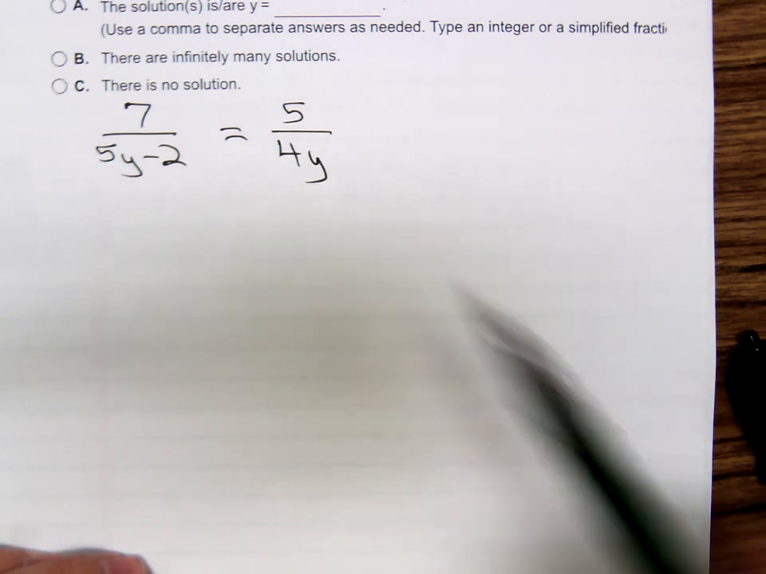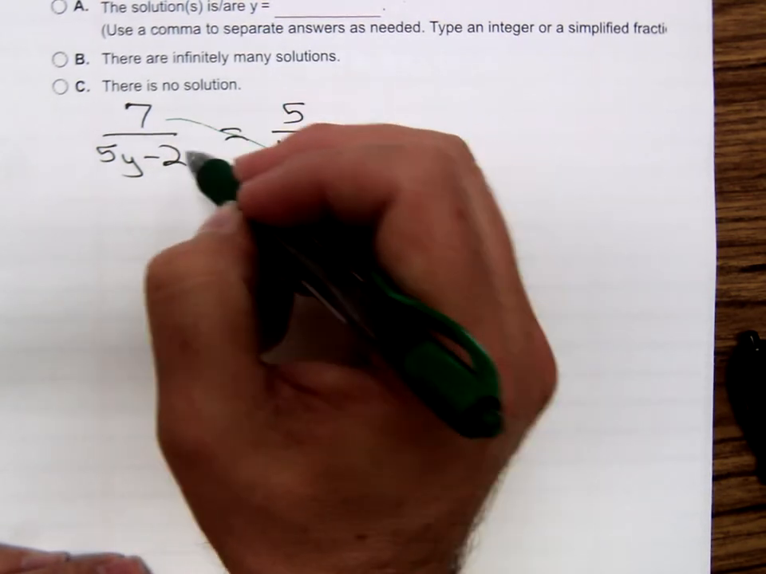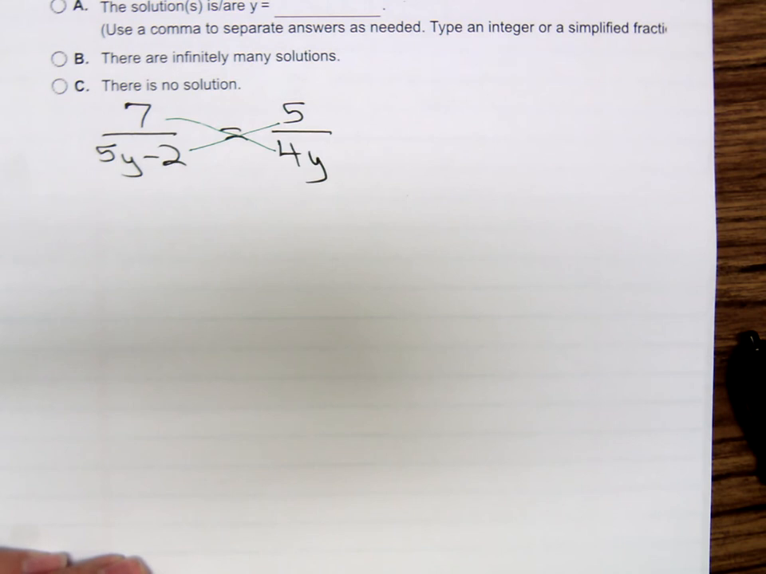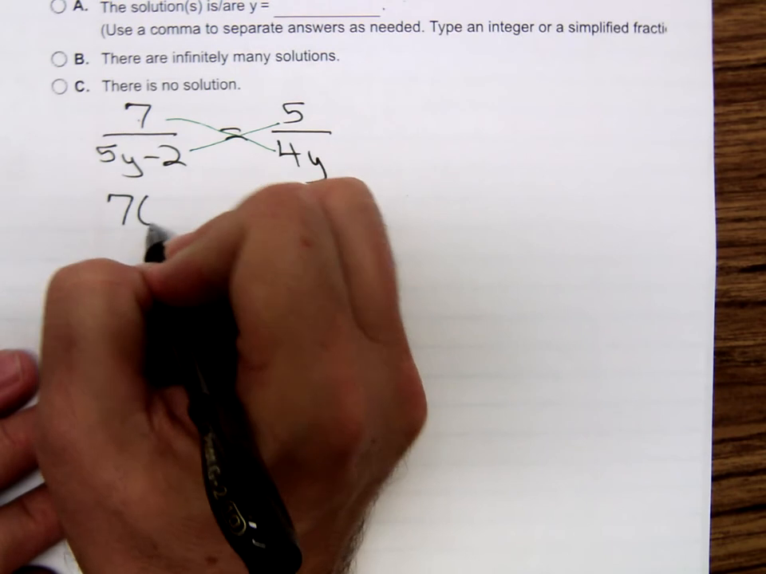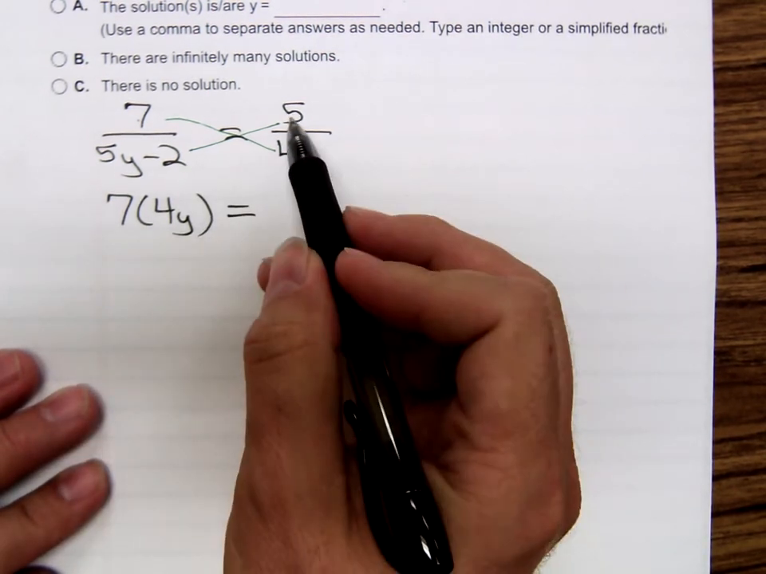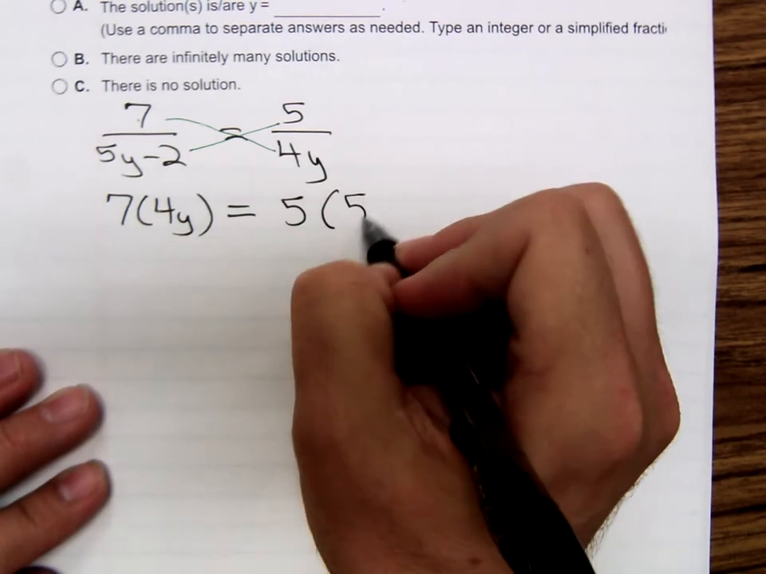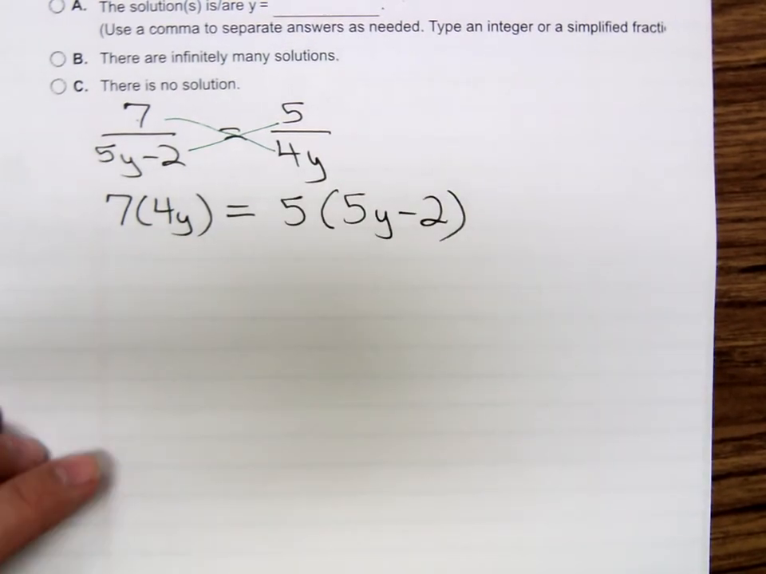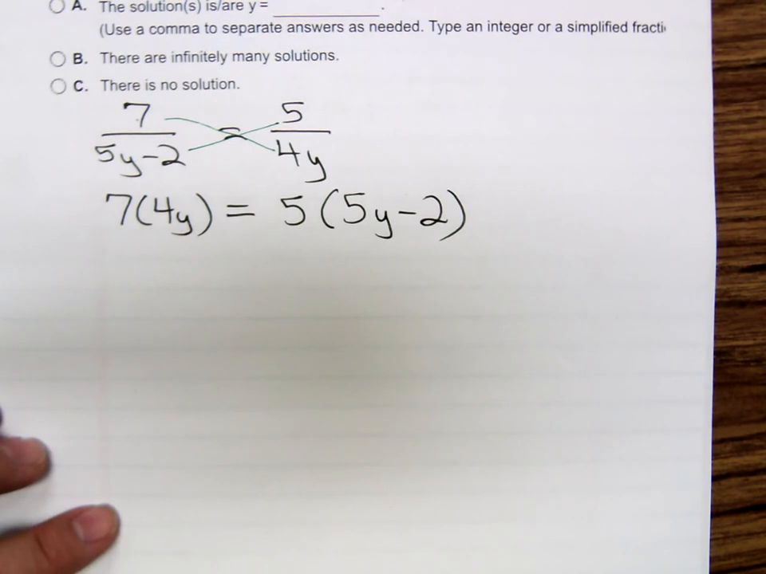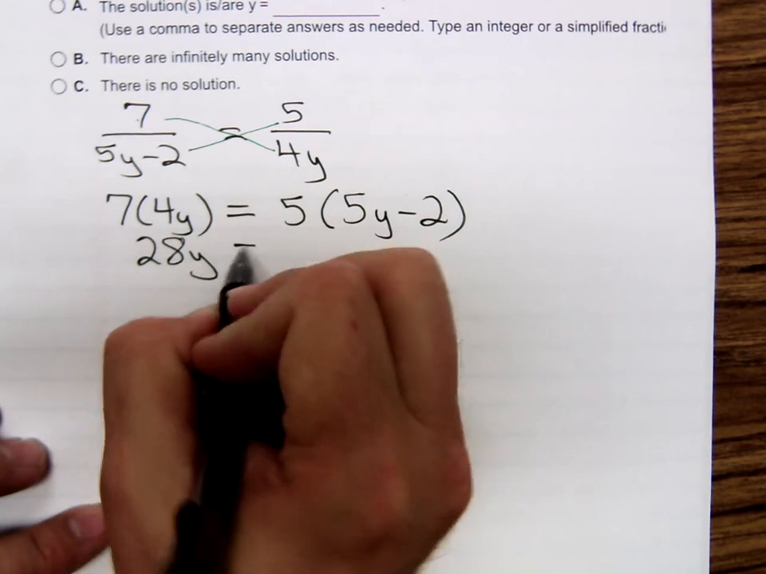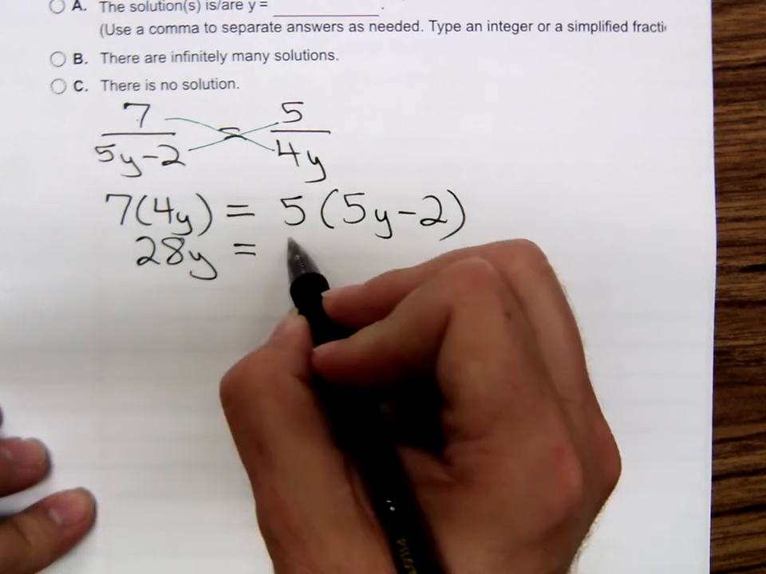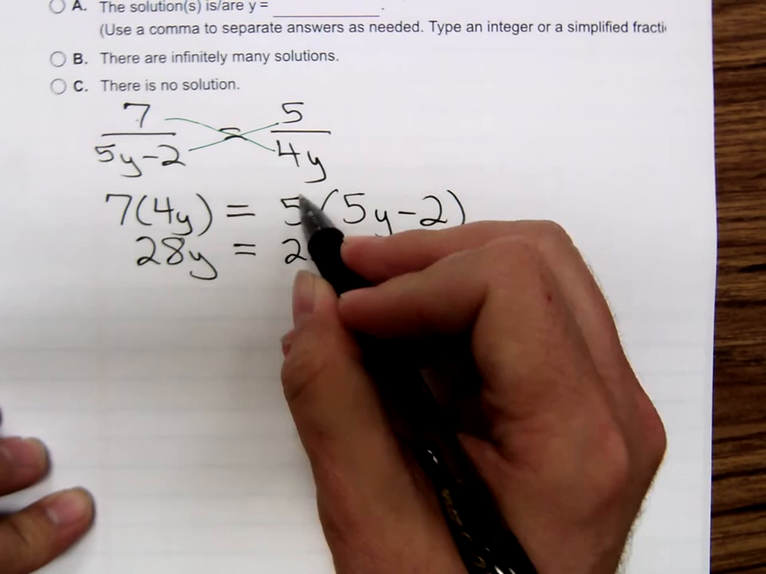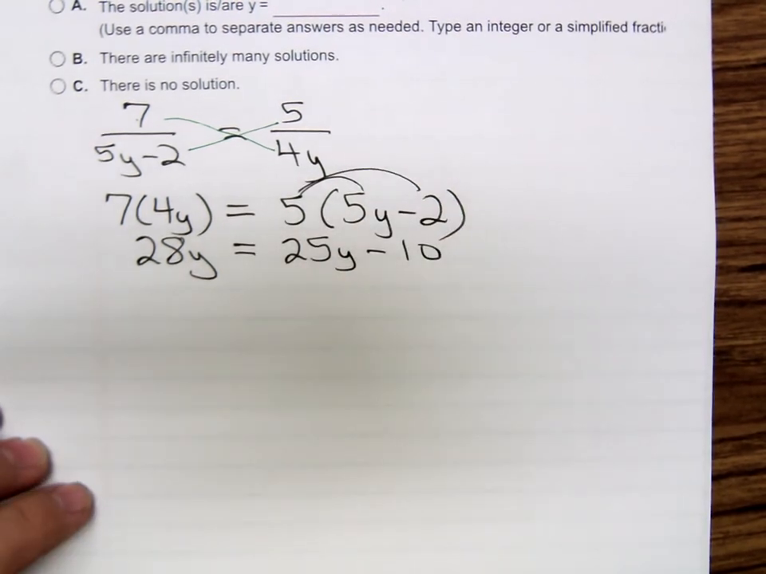Cross multiply, I agree. Multiply and multiply. Notice it makes a cross. To me it's an X, but I guess we can call it a cross. That's why it's called cross multiplication. You take 7 times 4y is equal to 5 times (5y minus 2). And 7 times 4y, we know that's 28y equals, what have we got on the right-hand side? 25y minus 10. Good. Distribute to give us 25y minus 10.